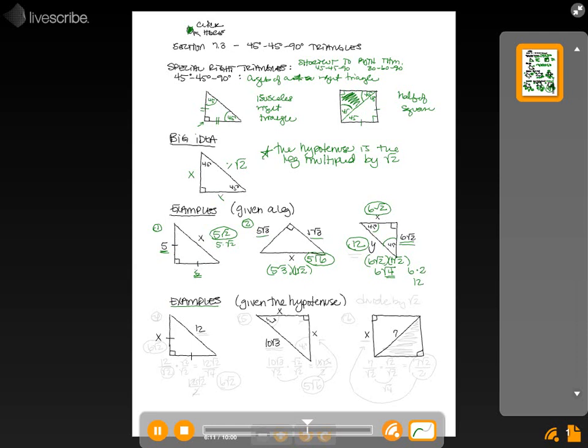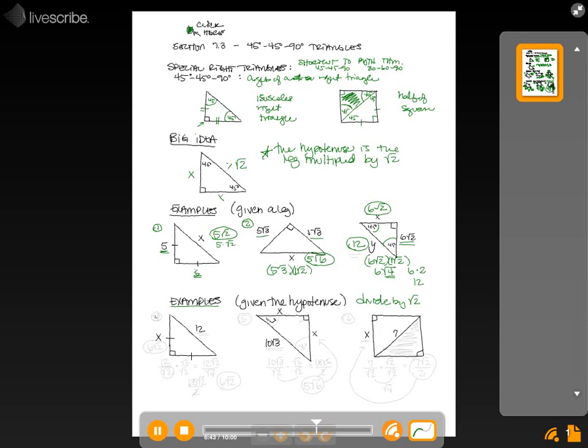Next set of examples, I'm going to give you the hypotenuse instead of the leg, and we do this a little differently. Okay? If we started with the leg and we wanted to find the hypotenuse, we multiplied. So if I start with the hypotenuse and we want to find the leg, we're going to do the opposite. The opposite of multiplication is division. So we're going to divide by root 2 on these, which means we're probably going to have to rationalize the denominator, which isn't hard. We've done it before, so we need to make sure that we do that.